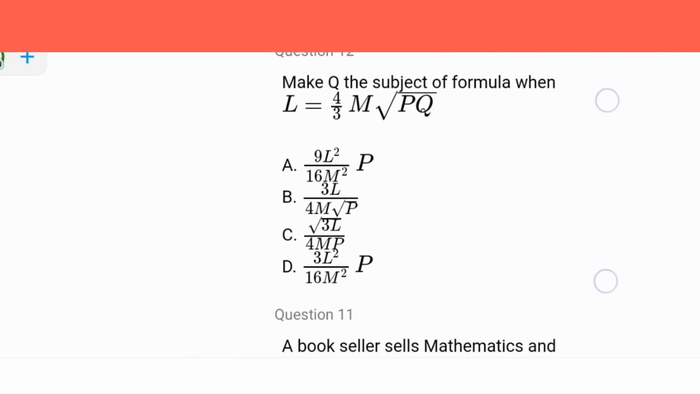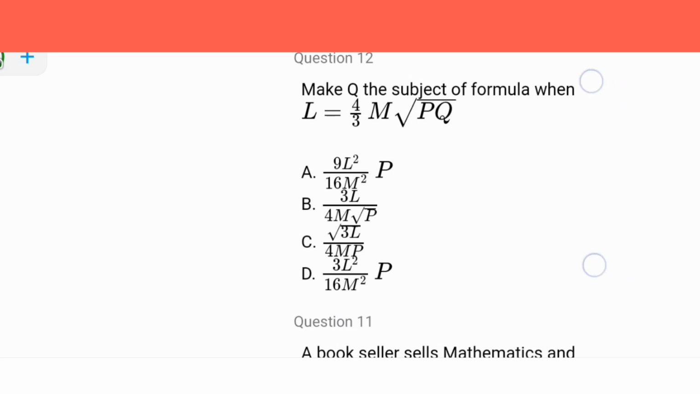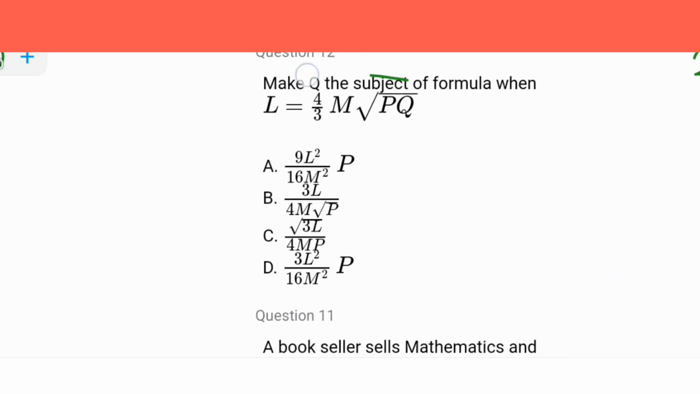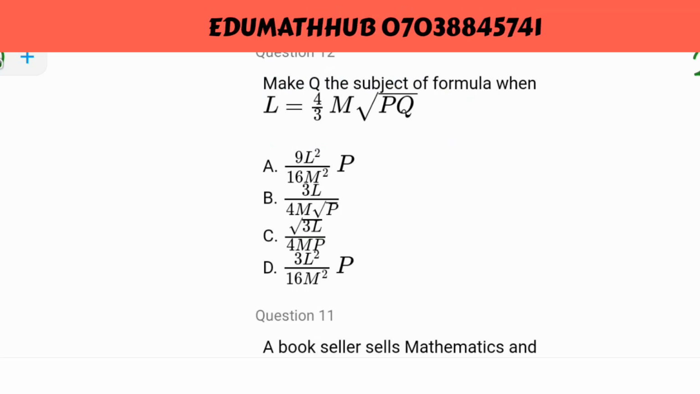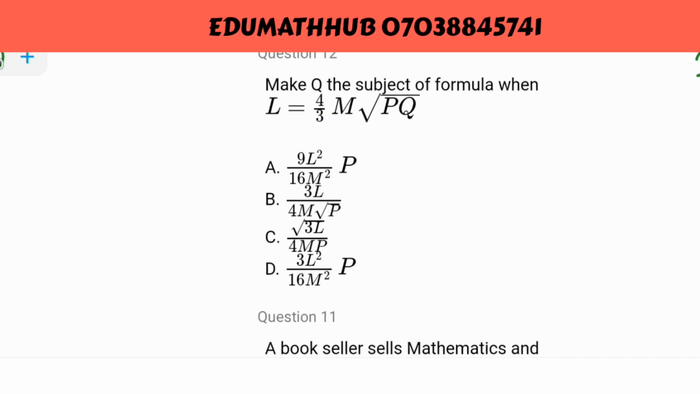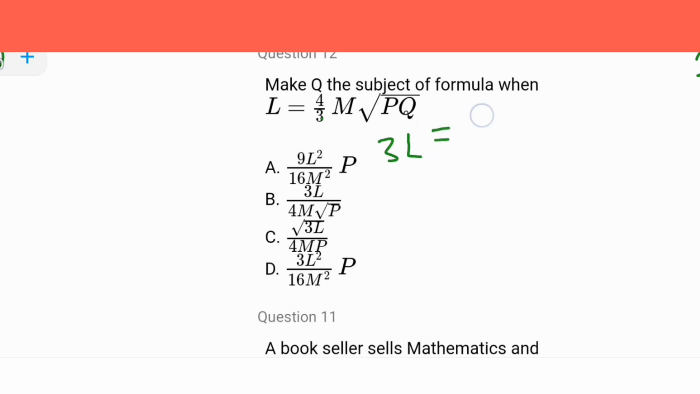So for this next one, you have to make q the subject of the formula. So this is what you are given. You have to make q the subject of the formula. Let q be alone. The first thing to do is to cross multiply. So L times 3 will give you 3L. So you will get 3L is equals to 4M square root of PQ.